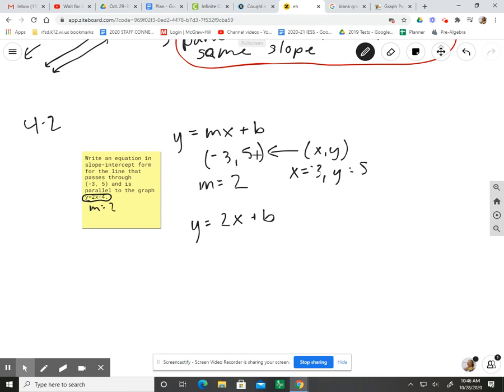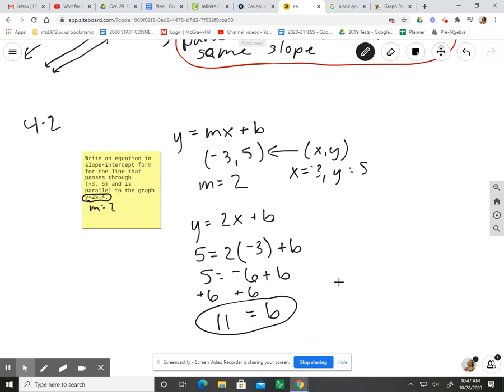That means that this point is a solution. We can put x for -3 and y for 5, and we will get something that's true in the end. So we'll set y equal to 5 and x equal to -3. Now we have one variable, b, and we can solve for that variable. So 2 times -3 is -6. I add 6 to both sides, and I get 11 equals b. So my y-intercept is b, which is 11, and my slope is 2. To write this in slope-intercept form, y equals 2x plus 11.